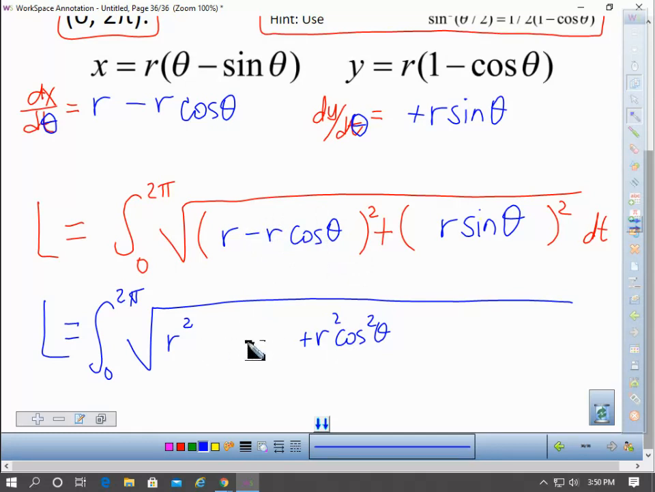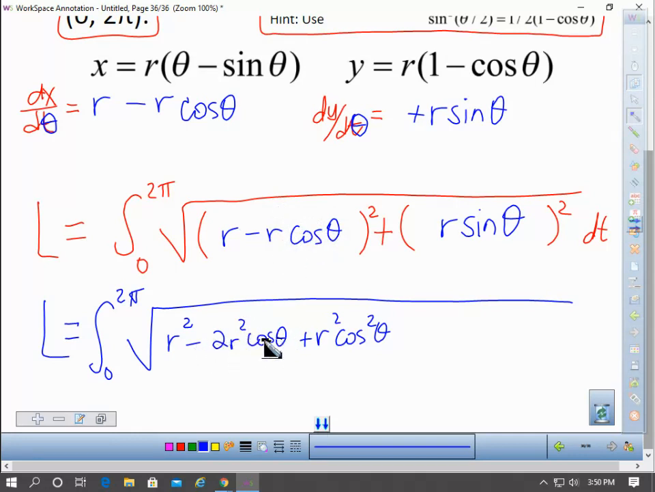To get your middle term, you're multiplying these together. So that'll be r times this guy, and you're going to double it. So that'll be negative 2r squared cosine, because you're multiplying these together and doubling it. So I'm multiplying r times this term, which is going to give us a negative r squared cosine, and then I'm doubling it, negative 2r squared cosine.